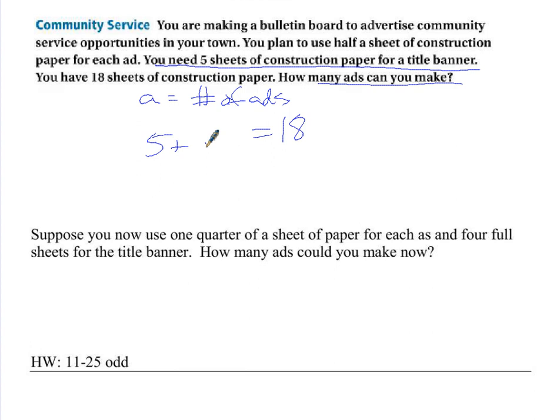The other piece of information here that's pretty important is the half. You plan to use half a sheet of construction paper for each ad. If you remember back in chapter 1, I told you that for each, or per, or for every, always gave something away. What did it give away? Like per day, per dollar, per person, for every person, each day, each hour. What is that giving away?